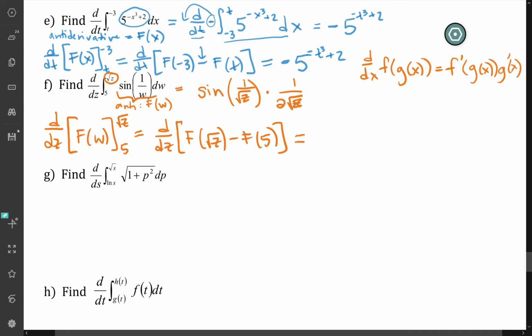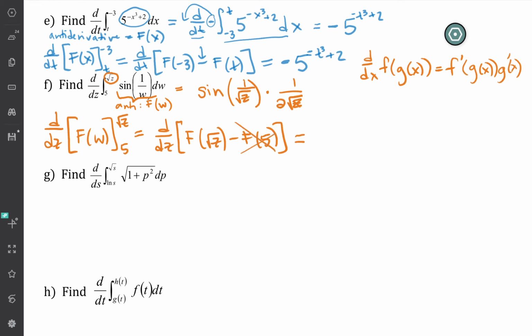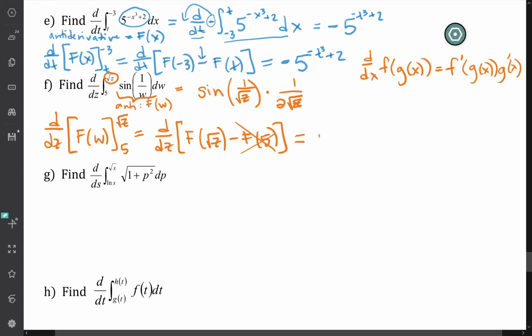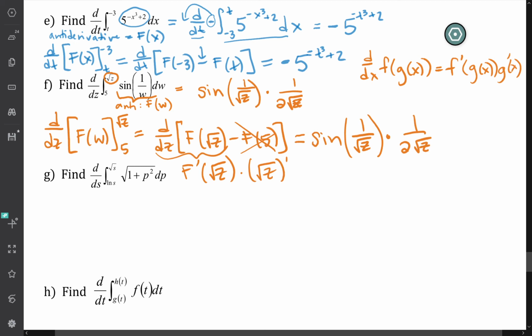When I take the derivative, I'm going to think in backwards order here. When I take the derivative of big F of 5, I'm going to get 0 because that's constant. When I take the derivative of big F of root z, I get back to my little f, which is sine of 1 over, and it's going to be 1 over root z because that's what I'm plugging in. And then again, the chain rule says if you want to take the derivative of big F of the square root of z, you're going to get big F prime of the square root of z multiplied by the derivative of the square root of z. So I'm going to get sine of 1 over w evaluated at square root of z multiplied by the derivative of the square root of z, which again is just a power rule.